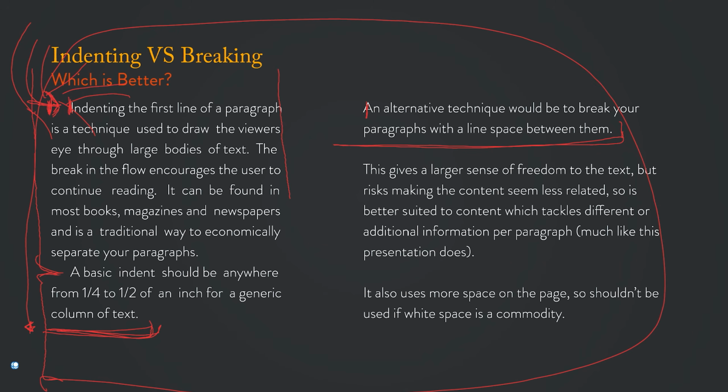An alternative technique is to break your paragraphs with a line space in between them. It gives a larger sense of freedom, but it risks making the content seem less related. So if this was a list of instructions, that would be good, because it'll be step 1, it'd be step 2, it'd be step 3. Yeah, this might not work, step 1, 2, 3, because it's all too close together over here. It uses more space on the page, so it shouldn't be used if white space is a commodity.